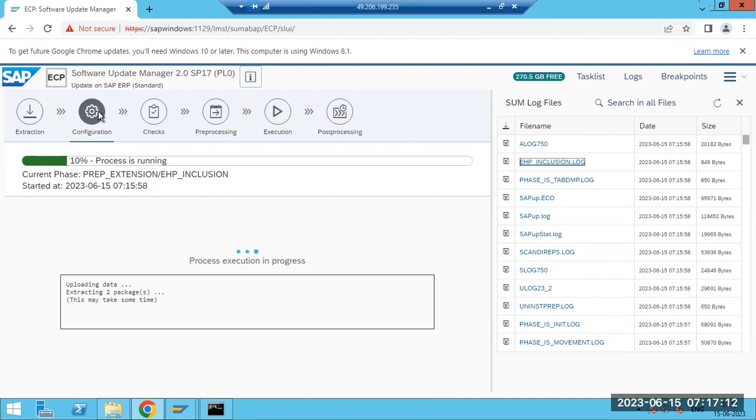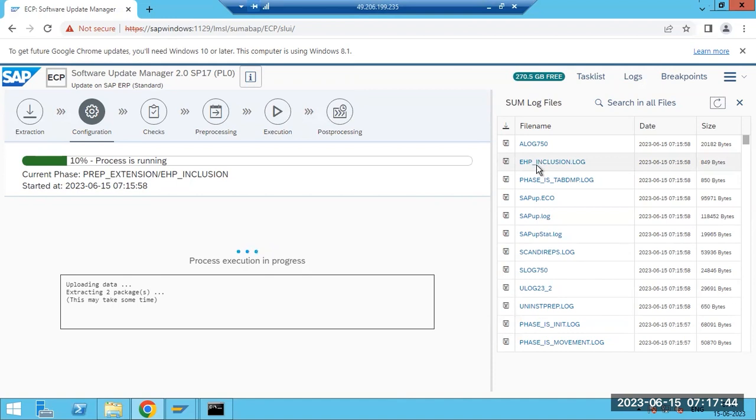Today is the configuration phase. In the configuration phase, we configure all the parameters like how many uptime, how many downtime, R3 load, R3 trans, SQL process, batch job selections, and SGen, deciding whether we need SGen or not, and also SPDD, SPAU transports and customer transports. All these things we have provided in the configuration phase, right? See here.